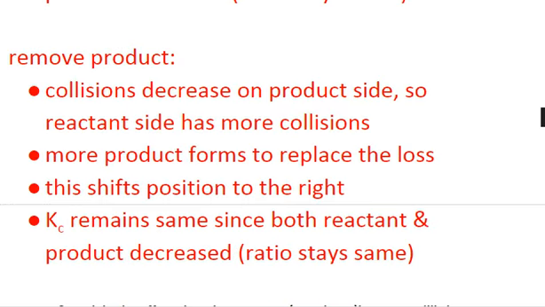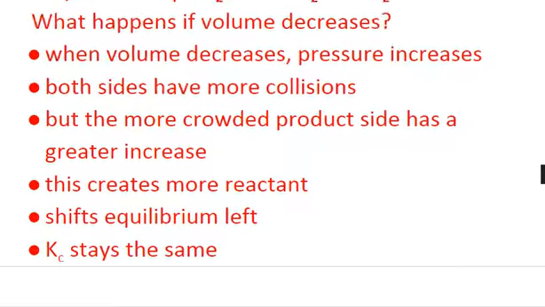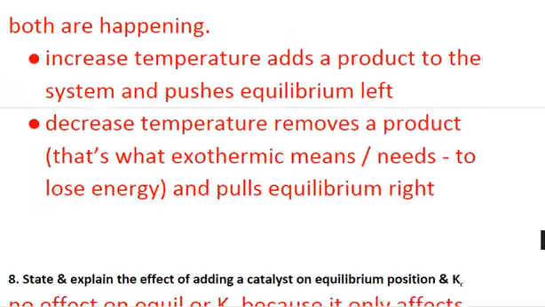Instead, what's far more commonly done is to remove that product, because then you'll decrease collisions on the product side. So in comparison, the reactant side will have more collisions. More product will form to replace the loss of the removed product, and your equilibrium position will shift to the right. But again, your equilibrium constant will remain the same since both reactant and product decrease and that ratio is unaffected. And then number 8, if I scroll down, asks about the catalyst.